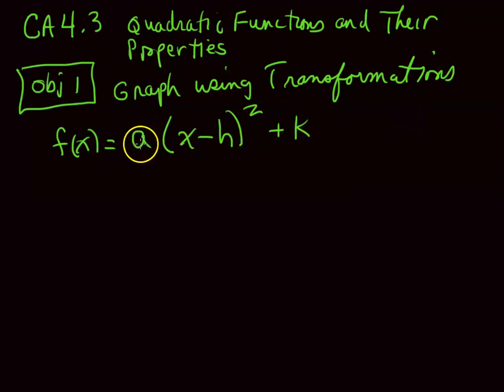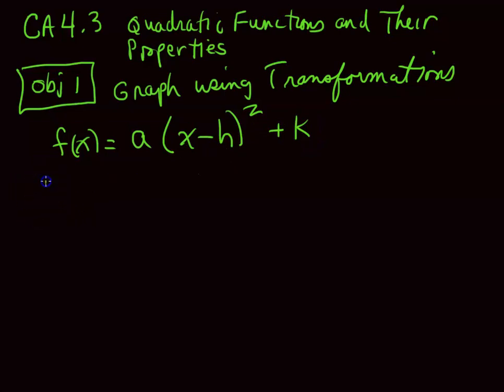So if a is greater than 1, then it's a vertical stretch. Between 0 and 1, then it's a vertical compression. If it's negative, it flips vertically. h, this subtraction is important, because if h is positive, then you're subtracting x minus whatever. Moves it to the right. If it's x plus some number, then it moves it to the left, sort of opposite what you think. But adding k, you move up. Subtracting k, you move down.